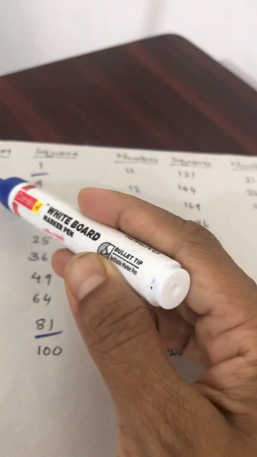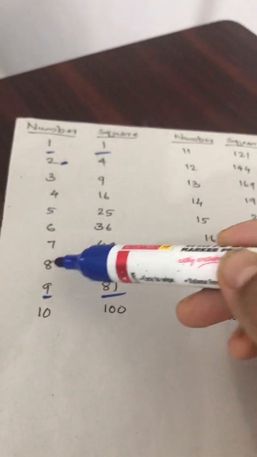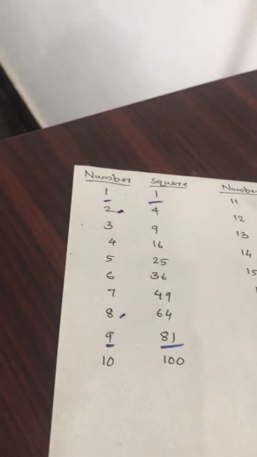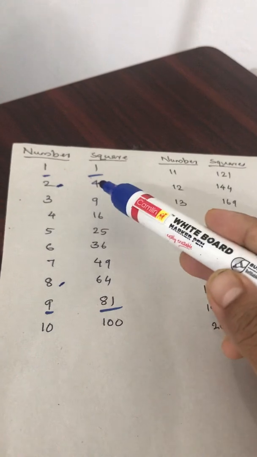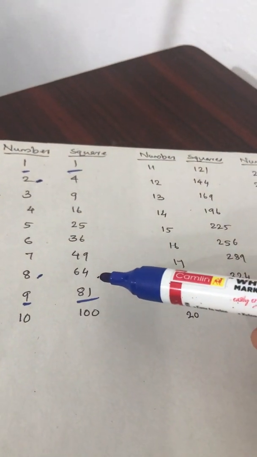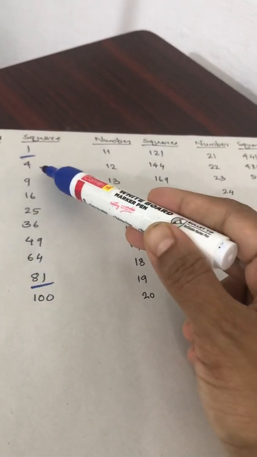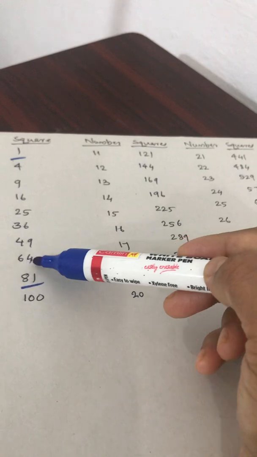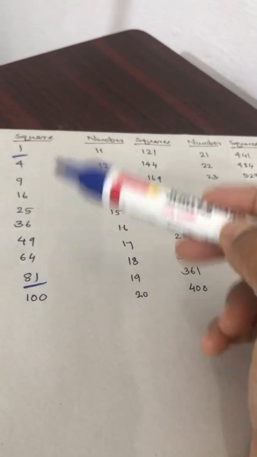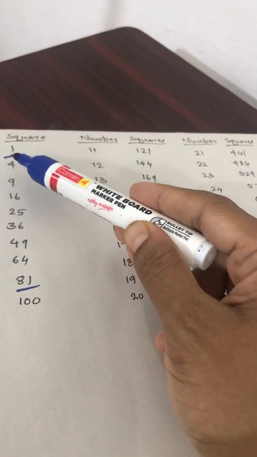Just like that, next look at the digits 2 and 8. I check the numbers 2 and 8. What is the square of 2? That is 4. And the square of 8 is 64. So in both numbers, the units place of the square number is 4. In 64, what is the units place? It's 4.